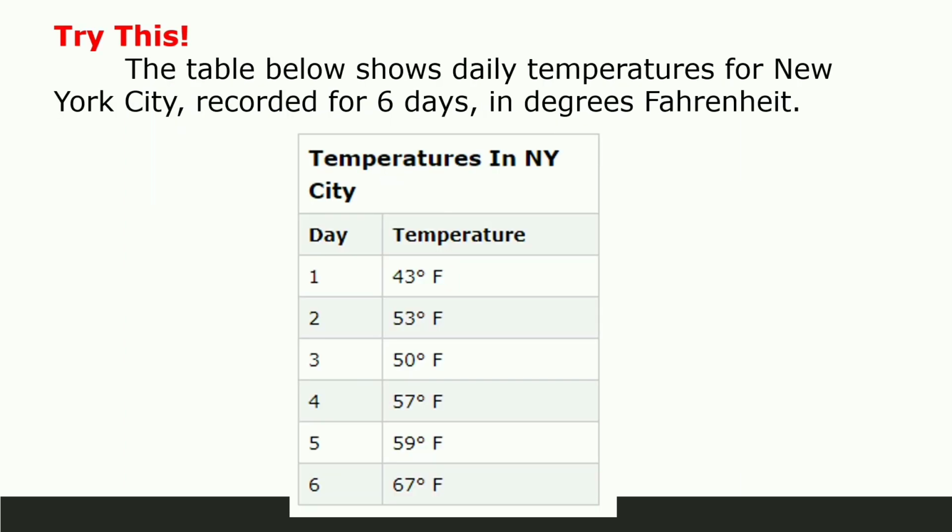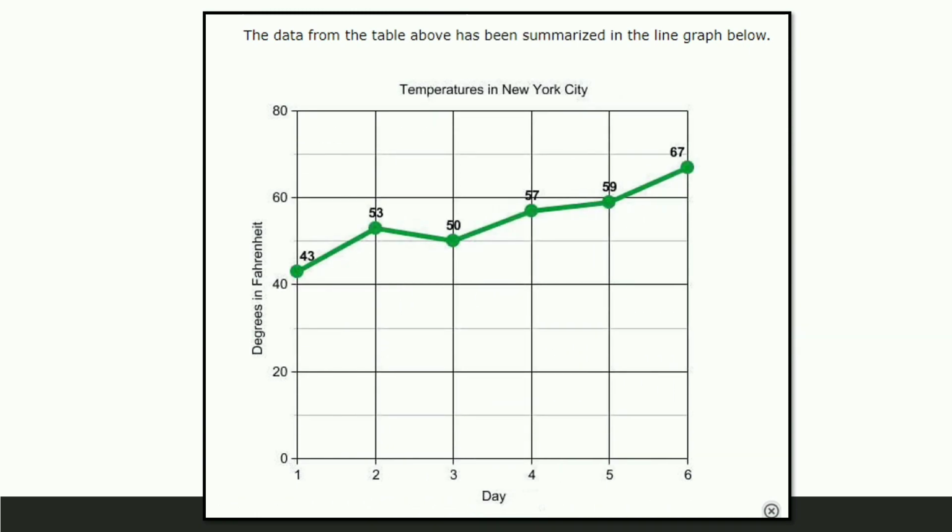After knowing the steps in transcoding linear to nonlinear text and vice versa, this time I want you to try this. The table below shows daily temperatures for New York City, recorded for 6 days in degrees Fahrenheit. I want you to present the given data using a linear text. You may now start doing it. This will be the possible answer.